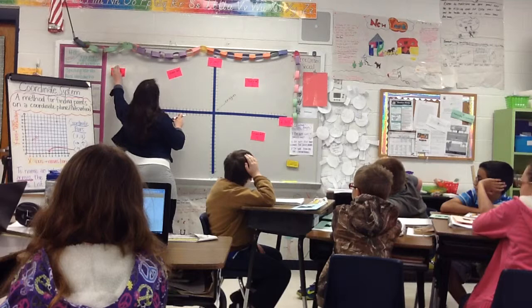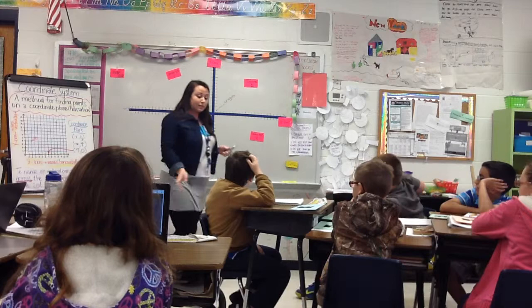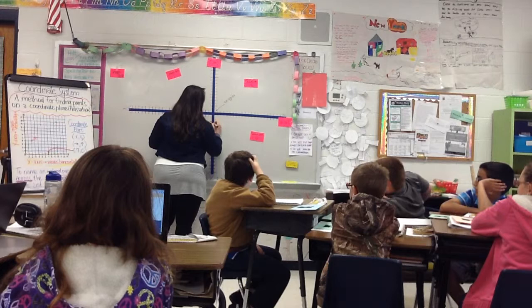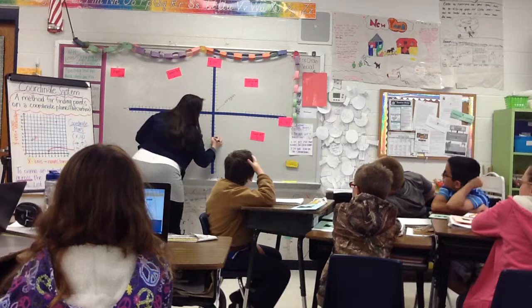That is awesome. Who said that? Was that Jordan or Mason? Or Jacob? Jacob, awesome connection there. It is exactly like number lines. 6, 7, 8. And we'll use these numbers to help us plot our points.